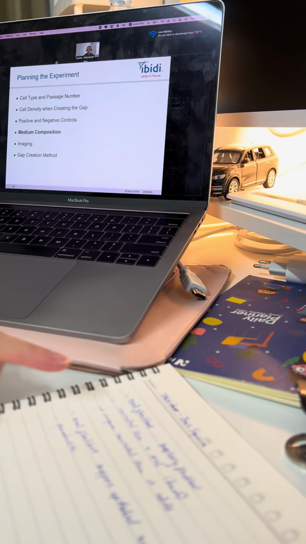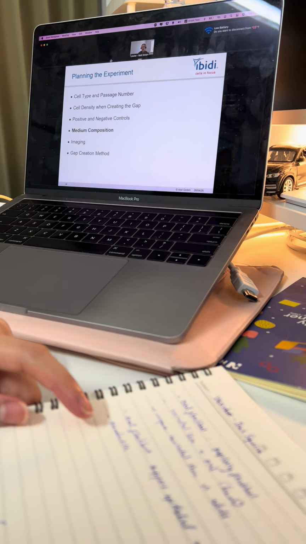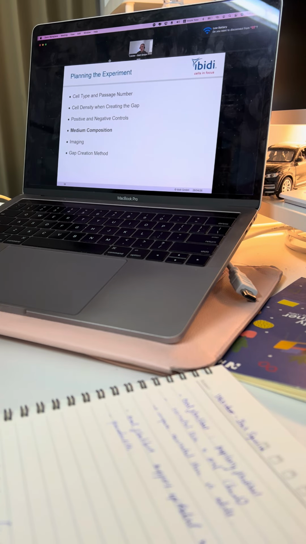Then medium composition. So the cell culture medium is further vital, providing key nutrition and also influencing the cell behavior. And choosing the optimal medium ensures an accurate representation of the biological process.